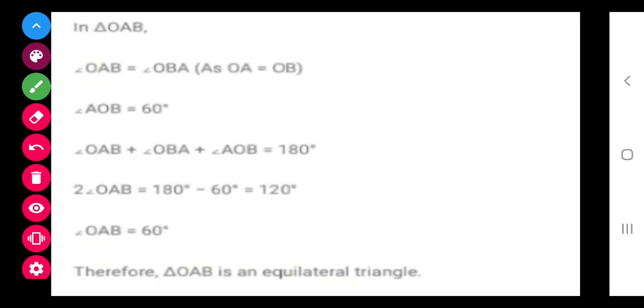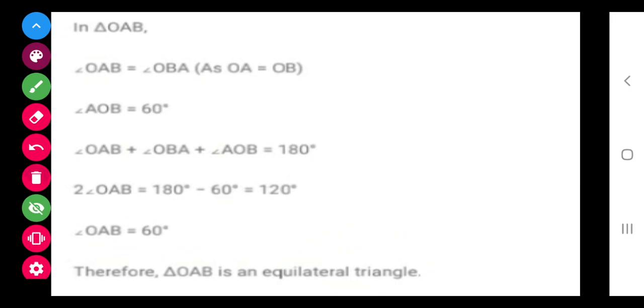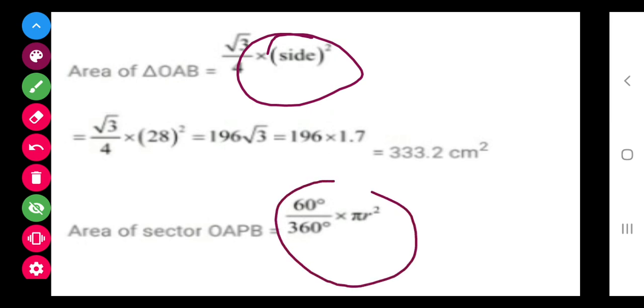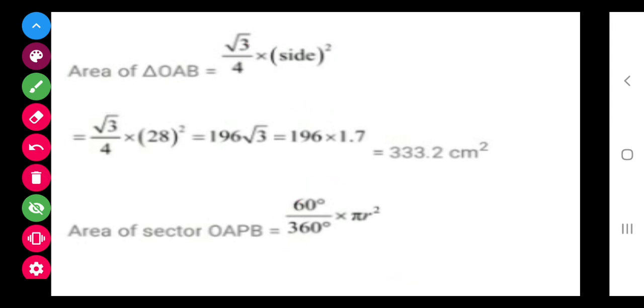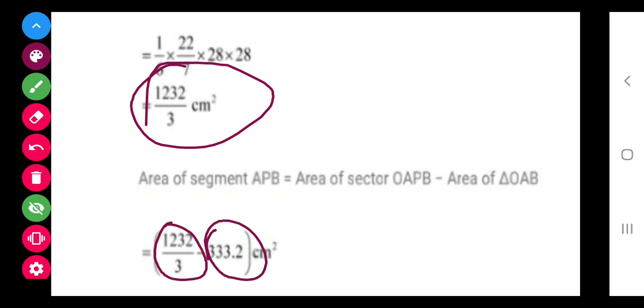Next, same they have done, they have proved that this is an equilateral triangle. So we can do directly also in our way that angle is 60 degrees, so it is forming an equilateral triangle. Directly you can write. After that, area of the equilateral triangle, area of the sector, and finally this is the area of the sector formed. Finally, area of sector minus area of triangle.